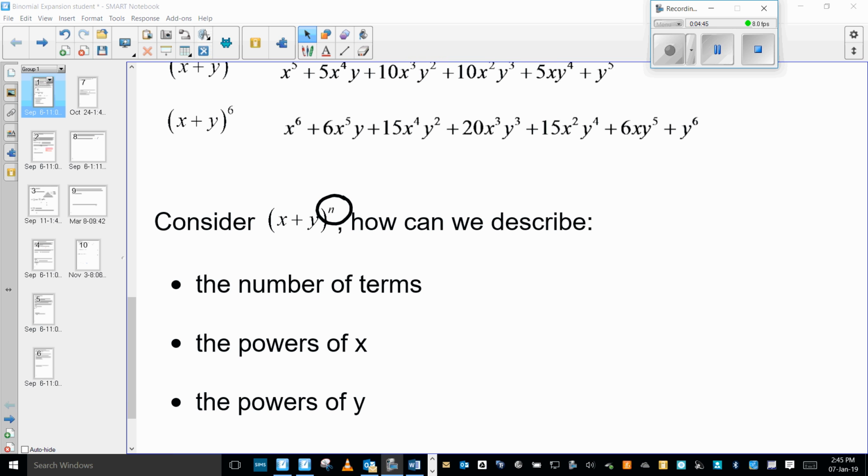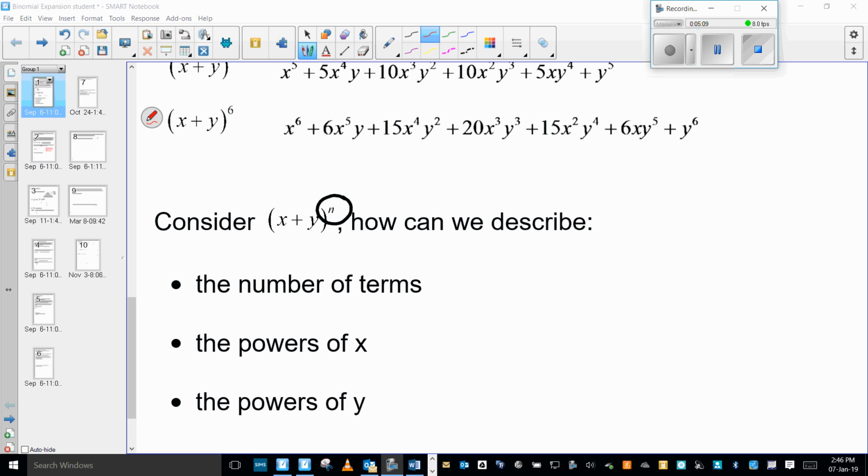Alright, so what did we discover? First of all, how would we describe the number of terms? For our general one, we call that power n. Power n is going to have one extra term. So how would I describe that?